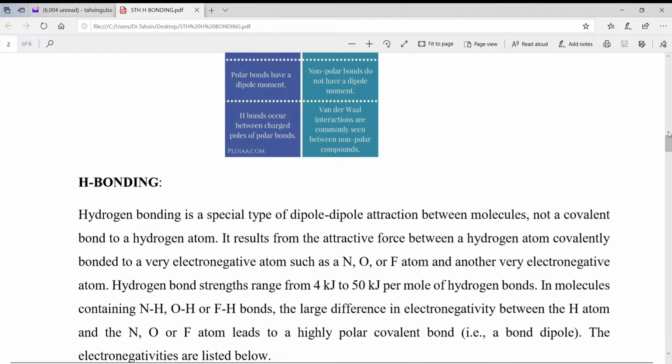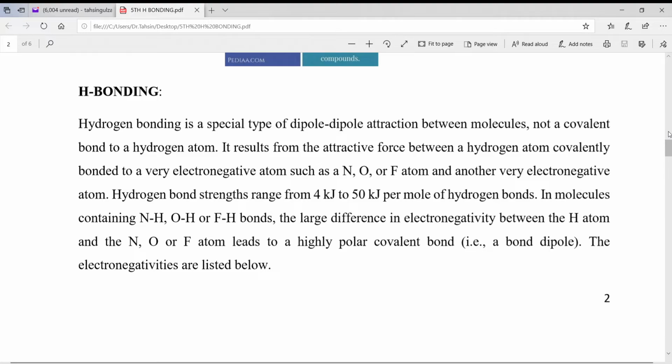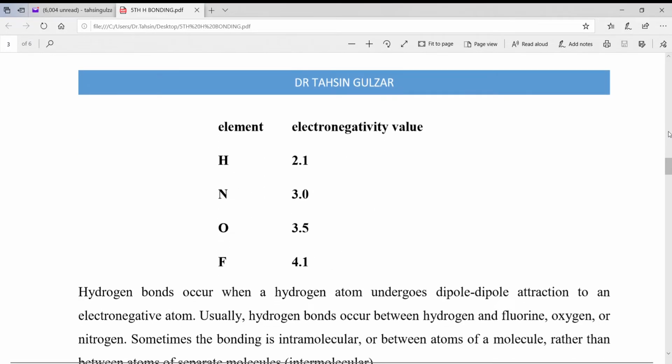So, due to the difference in electronegativity between hydrogen and other electronegative atoms like halogens, oxygen, nitrogen, this causes a highly polar covalent bond. So hydrogen bonding occurs due to this difference.